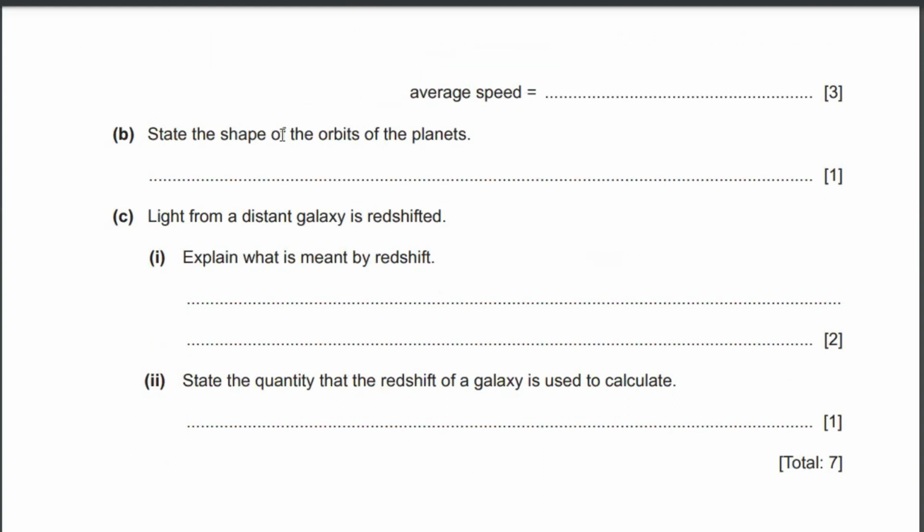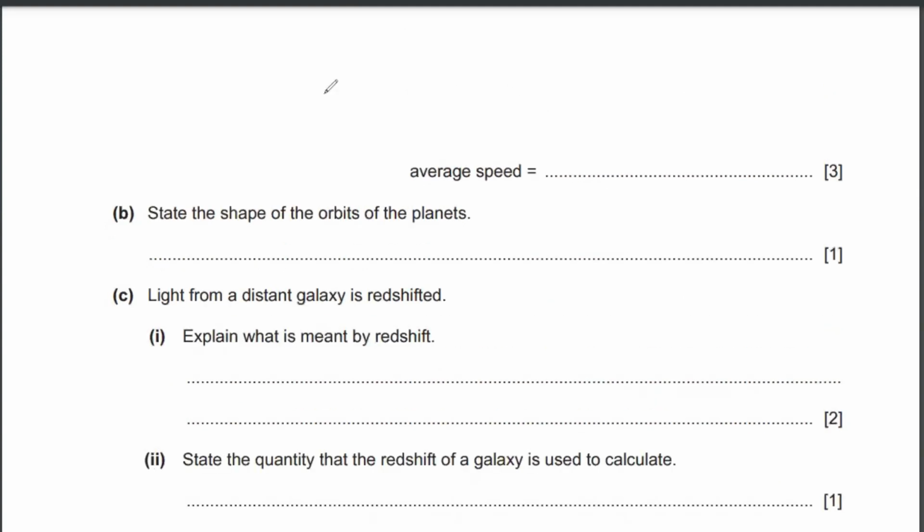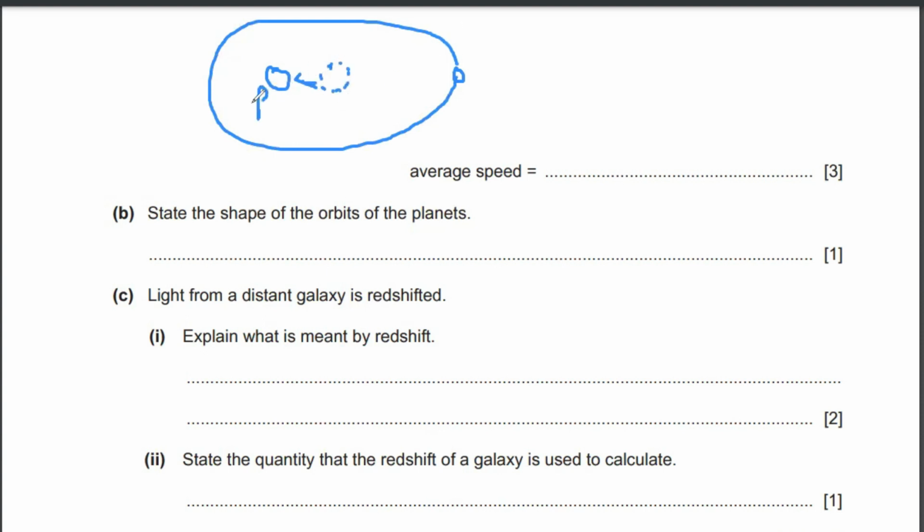Next is: state the shape of the orbits of the planets. As I already said, we are assuming that it is a circle, but we know it is not actually a perfect circle. Let's say this is the sun, this is Mars. It will have an orbit which is elliptical in nature. So the sun is not at the center, where it would be if it was a perfect circle, but it is shifted towards a focus. We call this a focus, one of the foci. It could be here or it could be here.